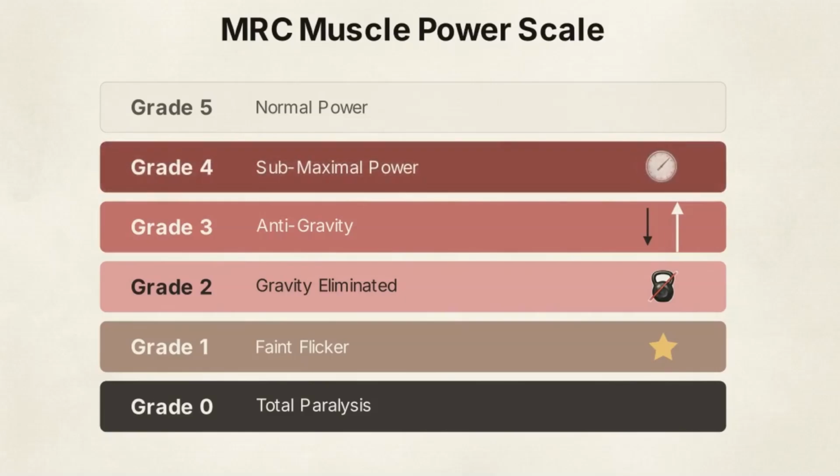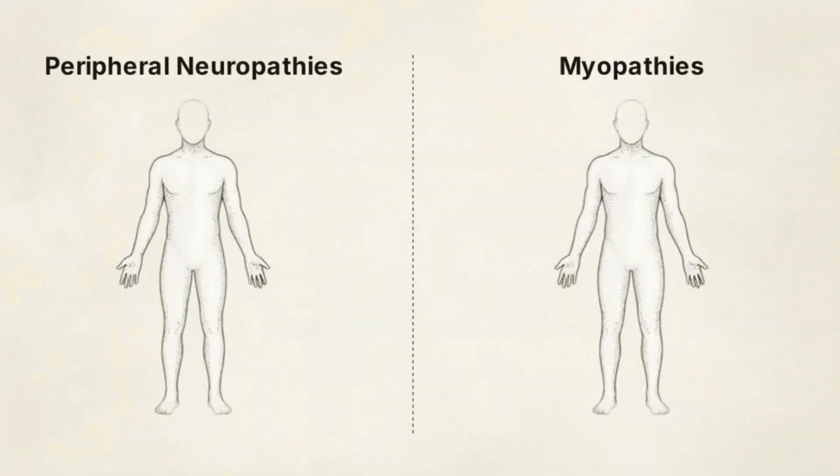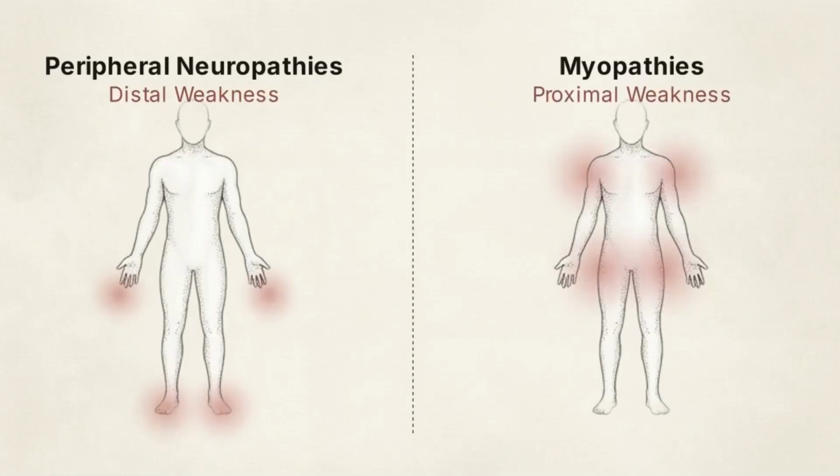Grade 4 indicates submaximal power, moving against gravity and some resistance, but demonstrably weaker. Grade 5 is normal power. The patient locks the joint, and the clinician cannot overcome the muscle force. The clinician must test systematically, starting with proximal joints like the shoulders and hips, then moving down to distal joints like the fingers and toes. These numbers reveal specific patterns. Peripheral neuropathies typically cause distal weakness, while myopathies result in proximal weakness.